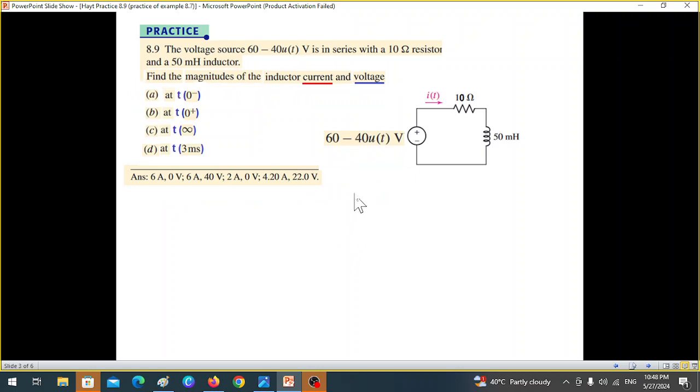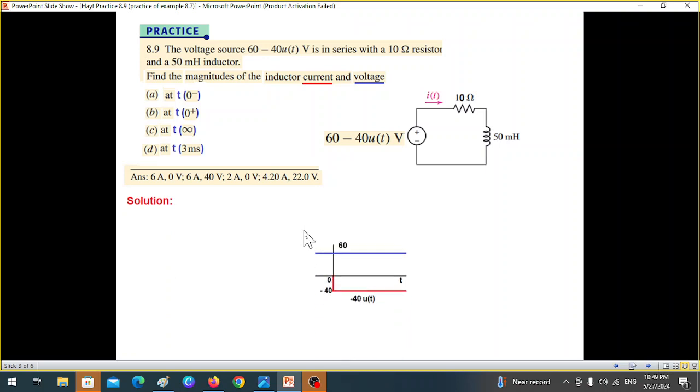Now, the question here has broken it down into 4 parts. It says the voltage source 60 minus 40 u(t) is in series with the 10 ohm resistor and 50 millihenry inductor. So the circuit will be something like this: a 10 ohm resistor and a 50 millihenry inductor, and this is the source. Now we have to find these 4 parameters. We'll do them one at a time and compare with the given answer.